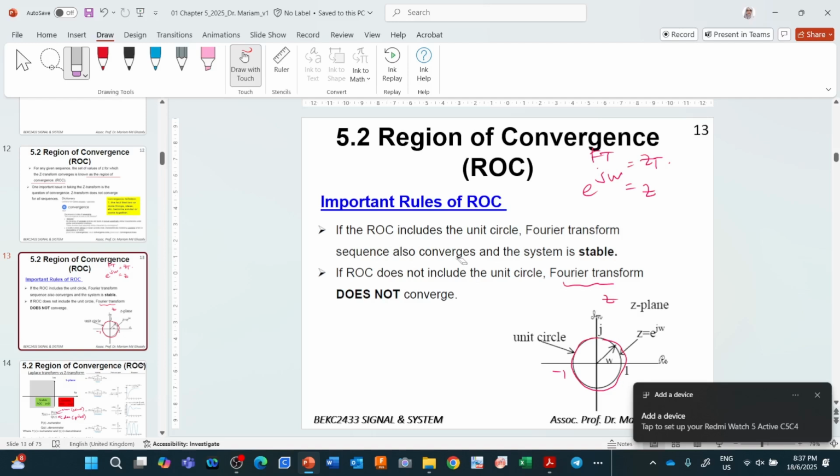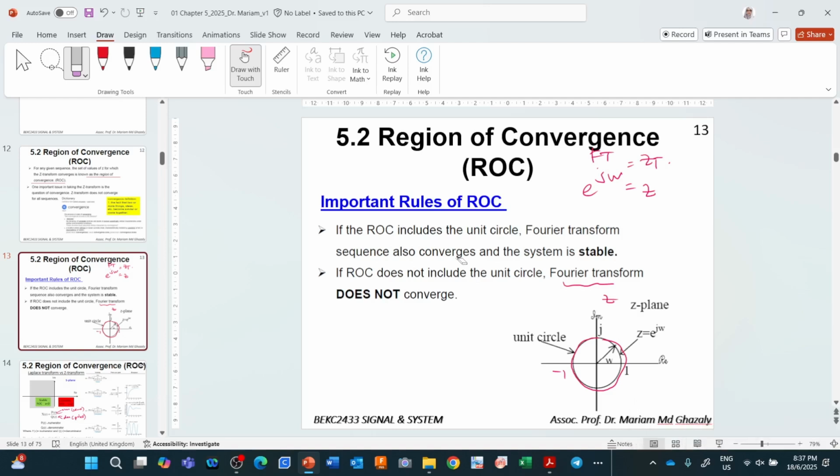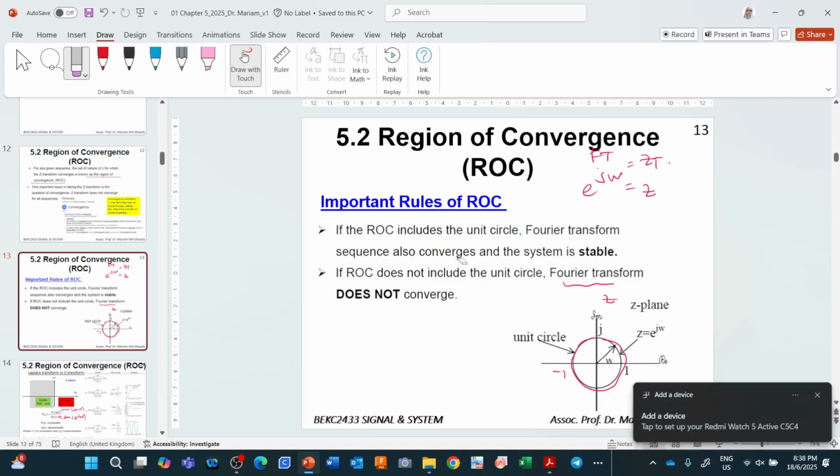So does the ROC |Z| more than 1 over 2 cover the unit circle? 1 is where? Here, right? It covers, right? If you draw |Z| more than 1 over 2, how do you draw it? It goes away, going outward. What I'm plotting here is |Z| more than 1 over 2.